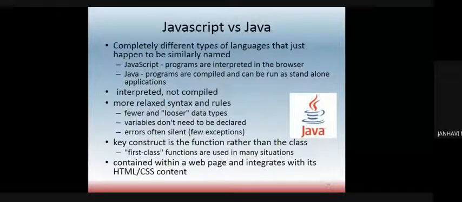So just to compare, when you compare both of them, we say that JavaScript is more relaxed as compared to Java. The key construct over here is the function rather than class. In Java we have classes, we have objects. In the same way, in JavaScript, we define different functions, and we use these functions in different situations so that we can control the behavior of the web pages.